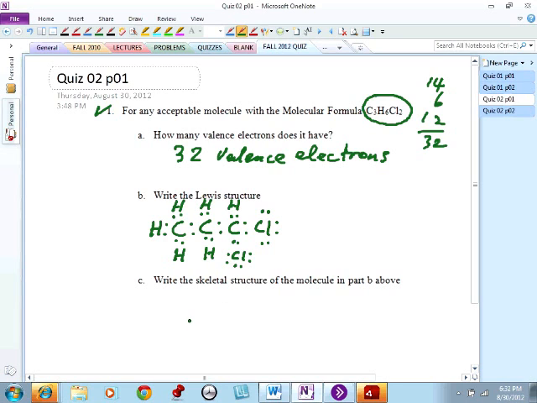Okay, very good. So now the next one is write the skeletal structure of the molecule in part D above. In other words, I want you to use whatever answer you have in part D to be what you use for the skeletal structure here. Oh, okay, so what would that look like? Okay, we do this.